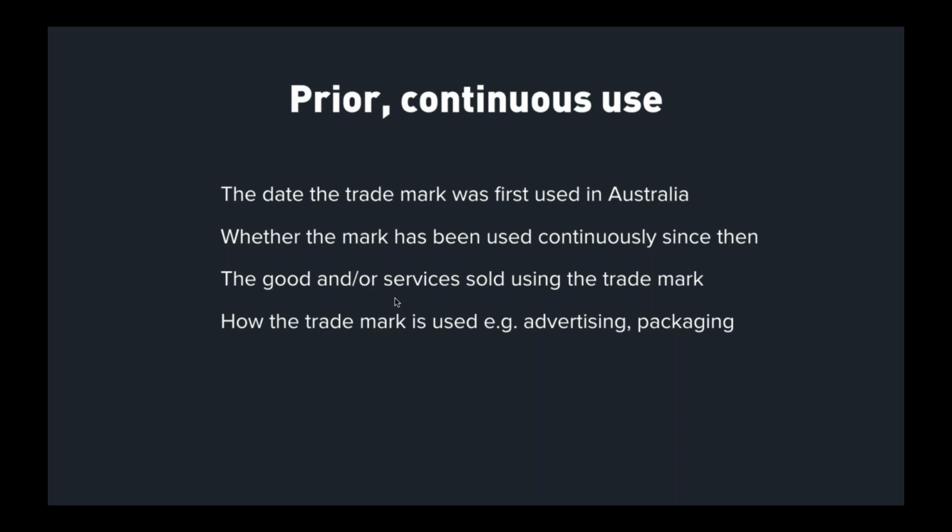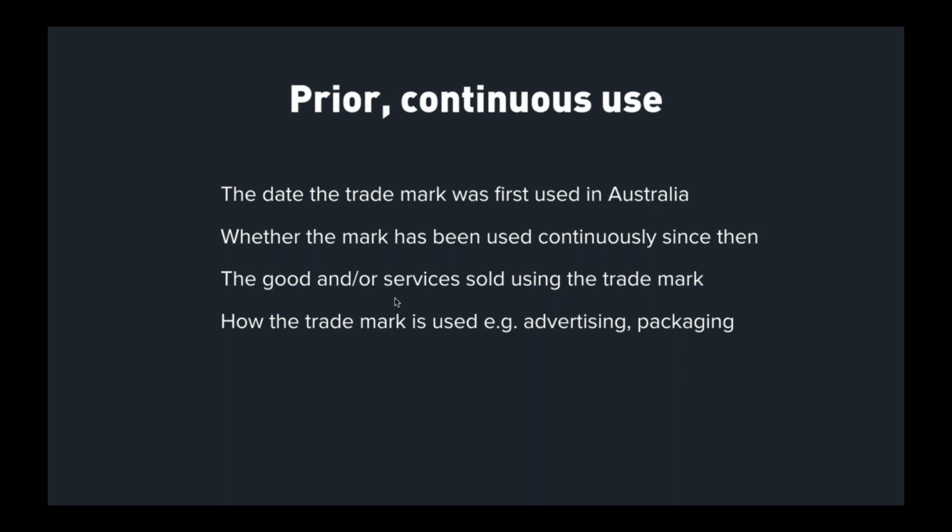In order for your application to be accepted, your evidence will need to show the examiner all of the things that are listed up on the screen. We'll step through these one by one. Firstly, to prove prior use, your declaration must include the year and preferably month that the trademark was first used in Australia to sell your goods or services.